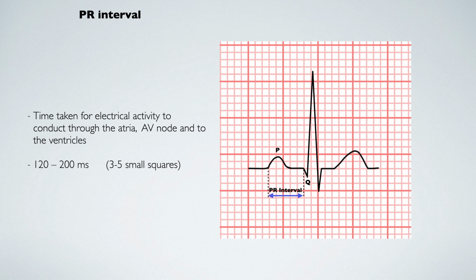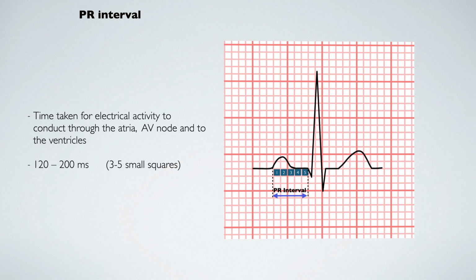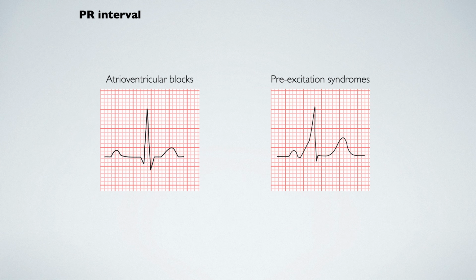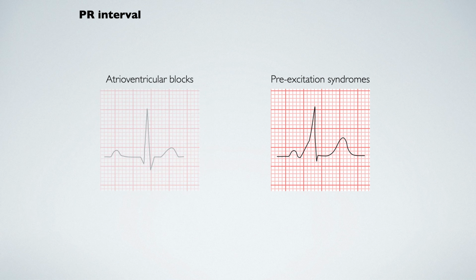A normal PR interval should be around 120 to 200 milliseconds in duration, which is equivalent to 3 to 5 small squares. There are 2 groups of conditions that we will look at now when assessing the PR interval. The first is the atrioventricular blocks, and the second are the pre-excitation syndromes. Let's first take a look at the atrioventricular blocks.